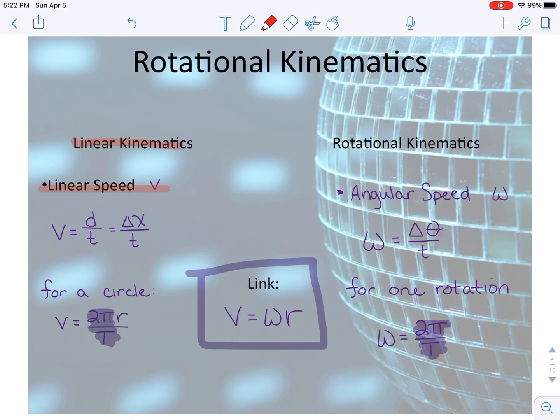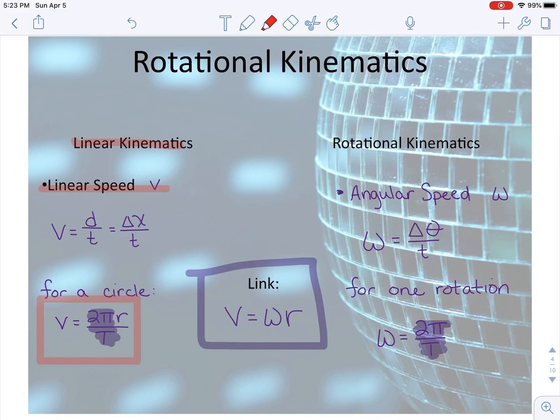If something was traveling in a circle, you'll remember from circular motion, we had a special formula where we would take the circumference of the circle, 2 pi r, and we would divide by the period. That was a distance traveled, one circumference, divided by the amount of time to travel that distance, and that gave us linear speed.